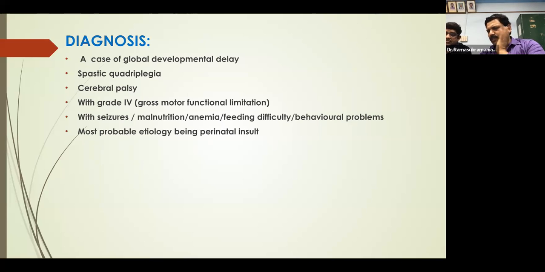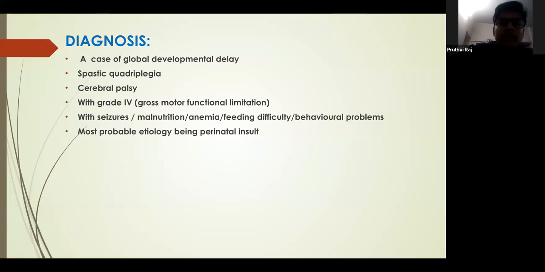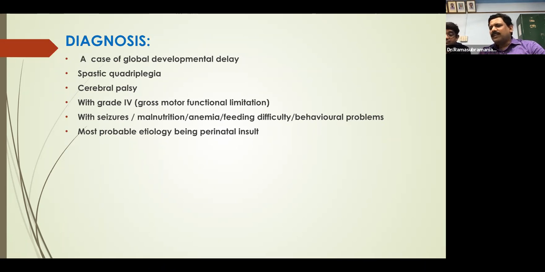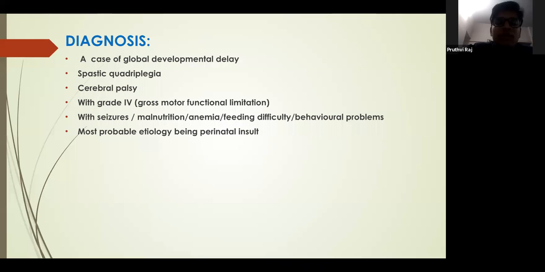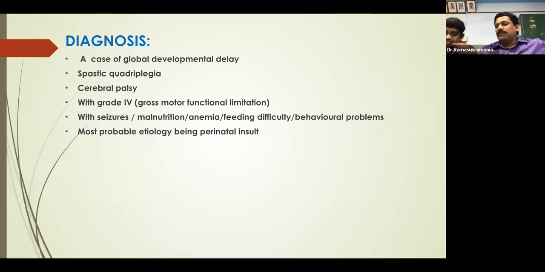Why early stimulation? Why should you start it early? To prevent contracture, sir. Okay, our idea is not only to prevent contracture. The idea of giving physiotherapy is to make the child more functional. To abolish abnormal movements. Very good. To abolish abnormal movements, to improve normal movements, to normalize the tone.